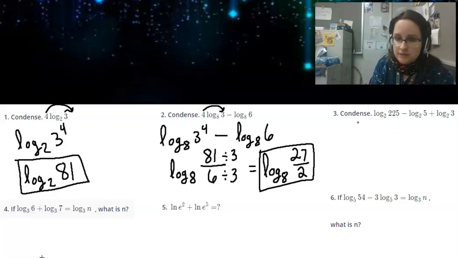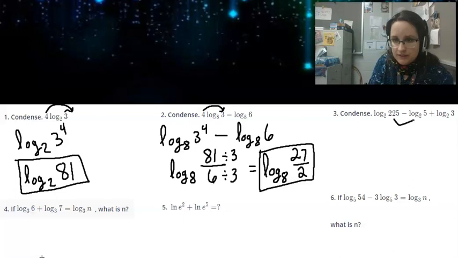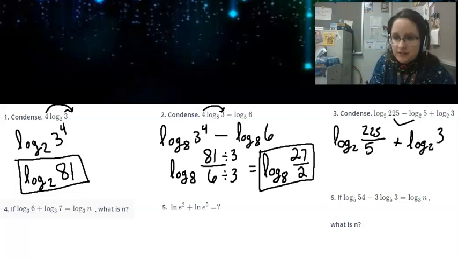For the next one, it says condense log 2 of 225 minus log 2 of 5 plus log 2 of 3. So with these two, we'll use that property where we subtract the logarithms. So we can rewrite this as log base 2 of 225 divided by 5, and then plus log 2 of 3. So 225 divided by 5 is 45.